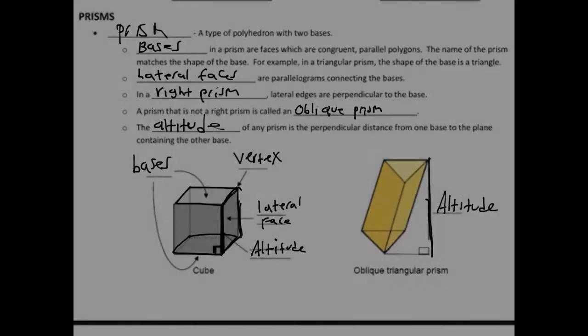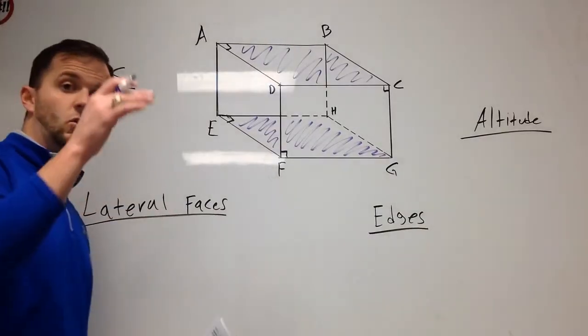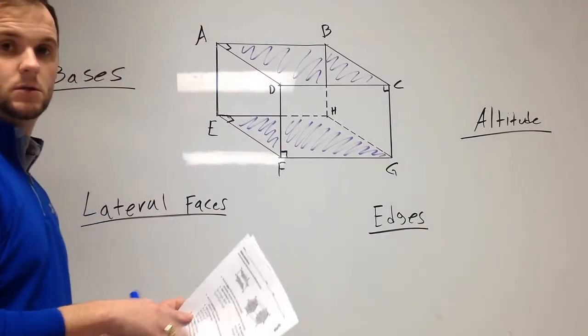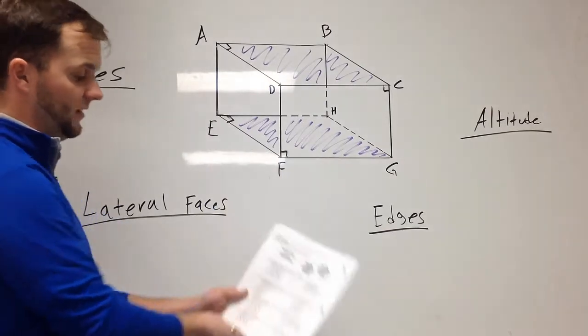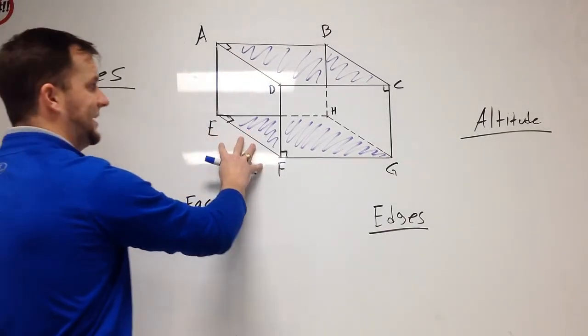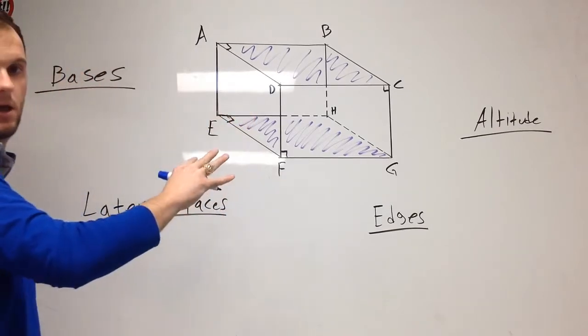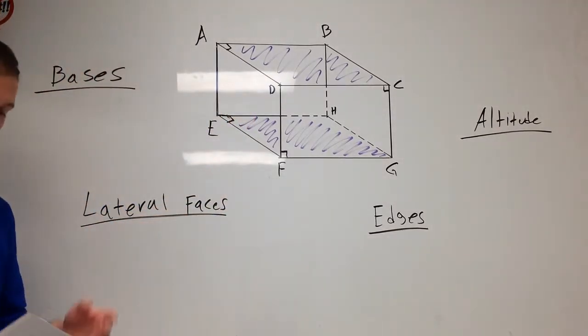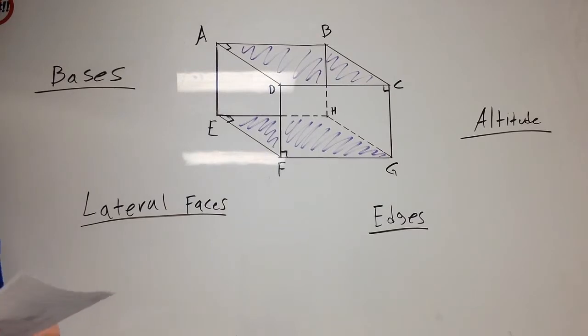So now let's go to some examples. Alright guys, so this is going to be your prisms examples on your notes. We're only going to look at the left side of your notes, which pertains to the rectangular prism here. Okay? All we're going to do is go through these and name what it wants us to name here.